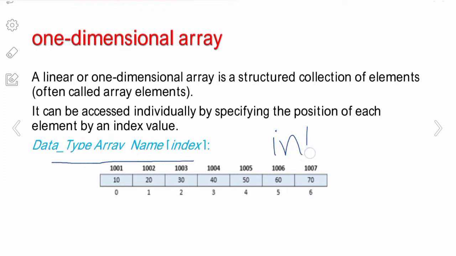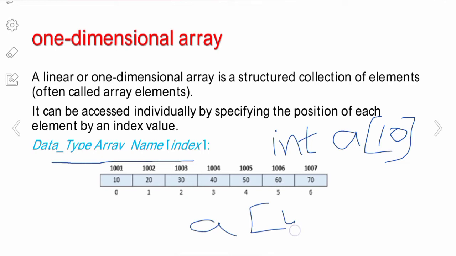Int a of 10. By this we declare 10 positions or 10 elements in the array. Then we can insert the elements into the array using the for loop, which we have discussed already. Here we are going to learn only how to find the location or address of a particular element. Int a of 10. Suppose I want to access the location a of 4. Then it will go to the fourth position. Here in the fourth location the value is 50 and the address is 1005.